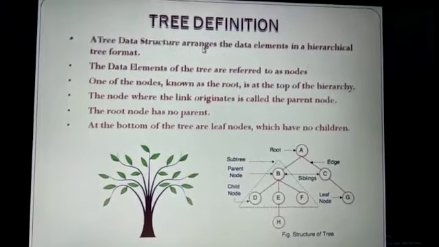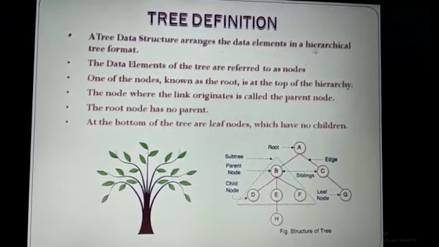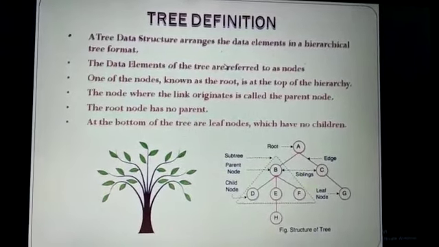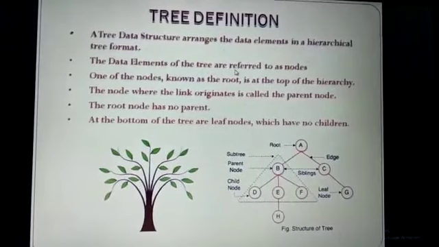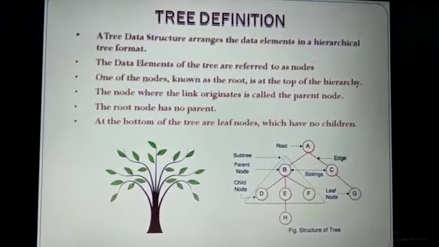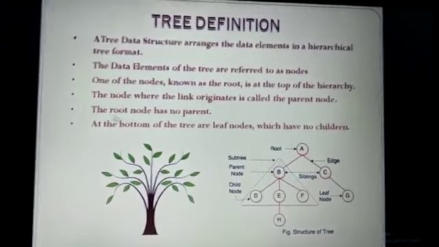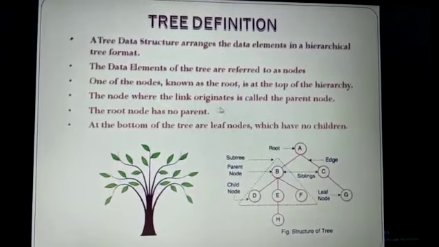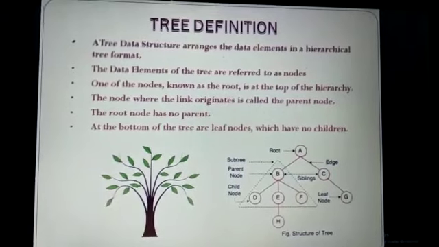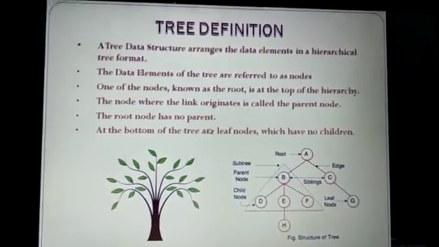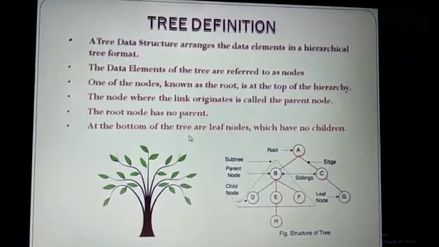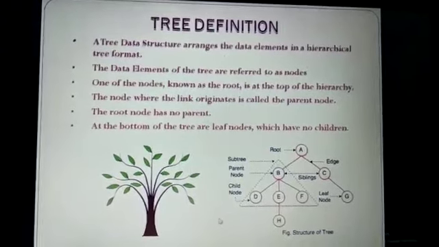Once again I am repeating. A tree data structure arranges the data elements in a hierarchical tree format. The data elements of the tree are referred to as nodes. One of the nodes known as the root is at the top of the hierarchy. The node where the link originates is called the parent node. The root node has no parent. At the bottom of the tree are leaf nodes which have no children.